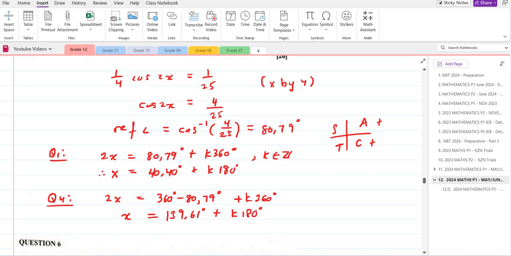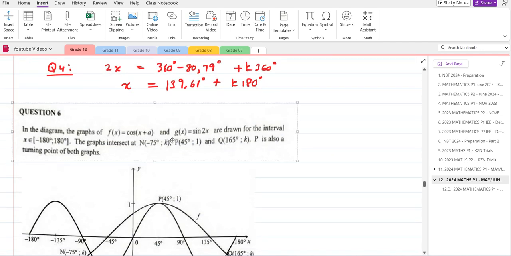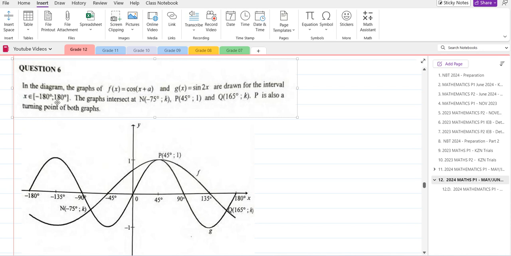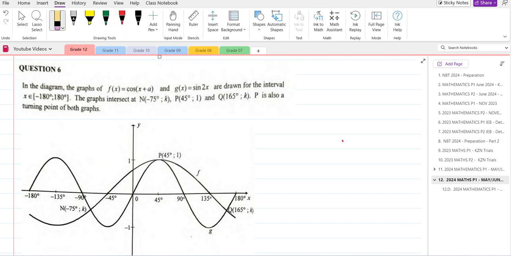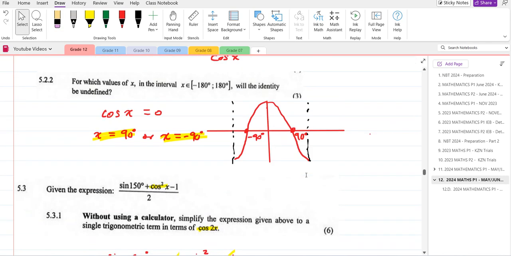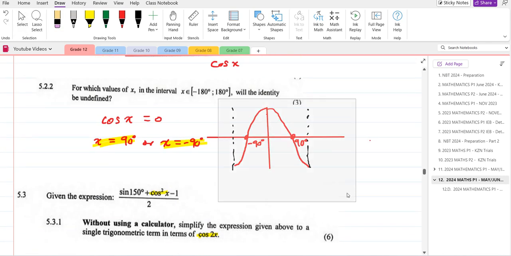Let's move on to the next question, which is trig graphs. In the diagram, graph f of x, which is cos x plus a, remember cos graph is shifted. Now how is the cos graph shifted? Remember I drew the cos graph for you before. So if you imagine the cos graph, remember I drew the cos graph somewhere, right? So I drew the cos graph here, right? So let me just copy this.